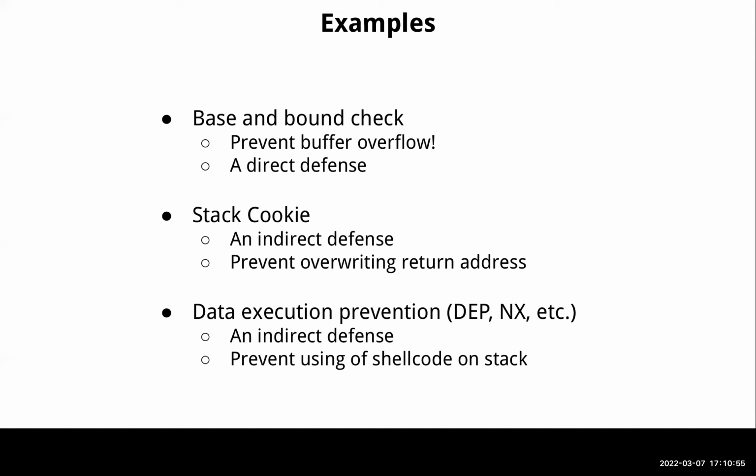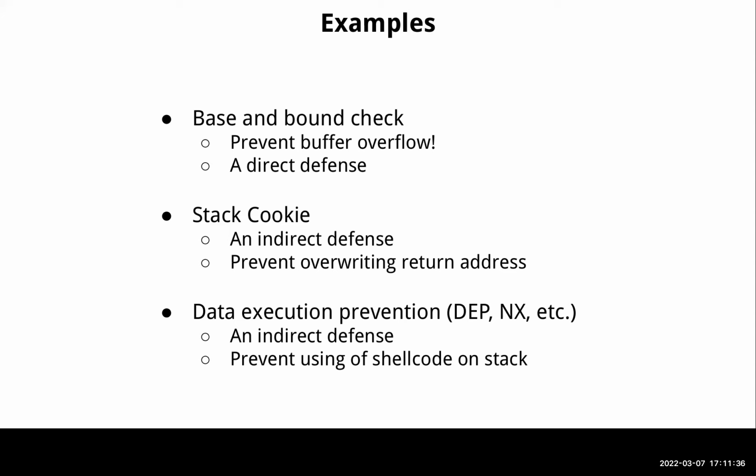For example, base and bound check. This is a perfect solution that can prevent buffer overflow. A lot of high-level languages actually implement something like this. For example, Python and Java implement something like this in their virtual machines. So in Python and Java, technically, you cannot do stack-based buffer overflow. However, they are very slow compared to, say, C++, assembly, or even Rust. They are very slow.